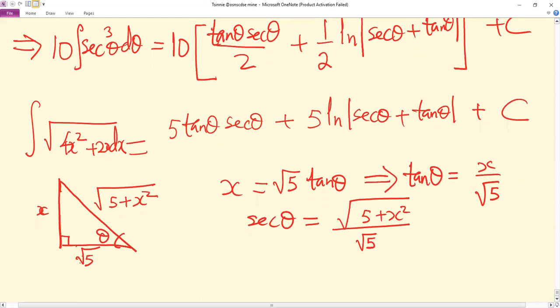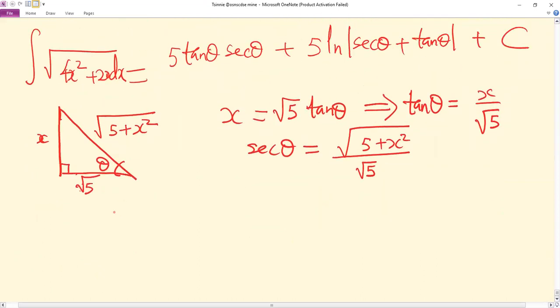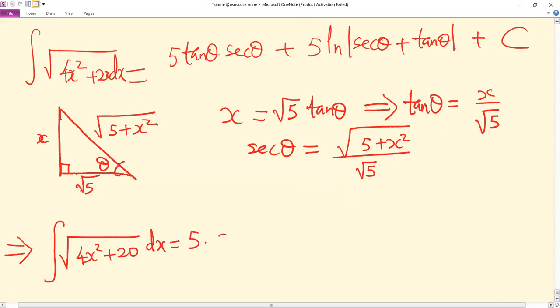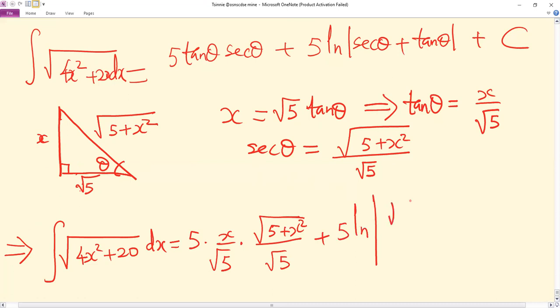So replacing into the value we have gotten as our integral, this implies that the integral of the square root of 4x squared plus 20 dx is 5, where the tan theta you put x over root 5, where the sec theta you put the square root of 5 plus x squared over root 5, plus 5 ln of sec, which is the square root of 5 plus x squared divided by root 5, plus tan, which is x over root 5, and then you add a constant of integration c.